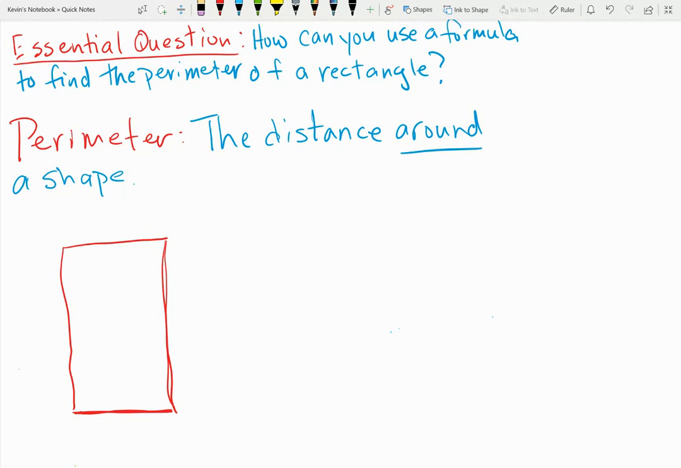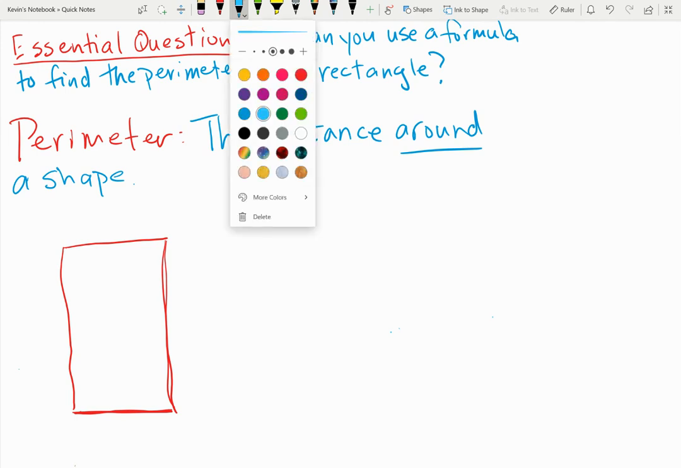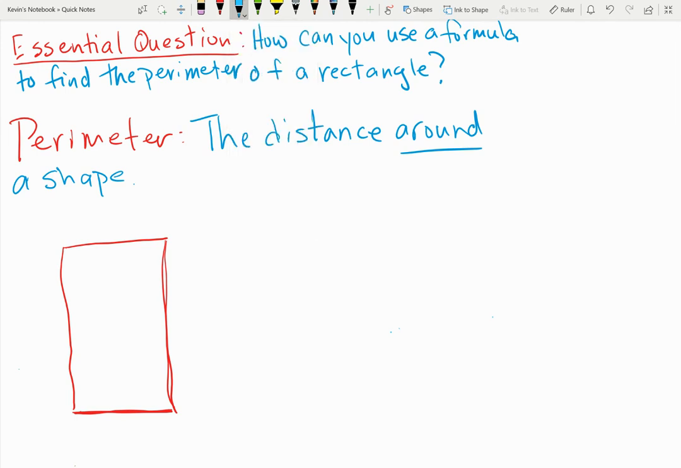All right, let's go ahead and give our rectangle some measurements. We're going to give this rectangle 8 feet for our width, and then our length will be 4 feet.